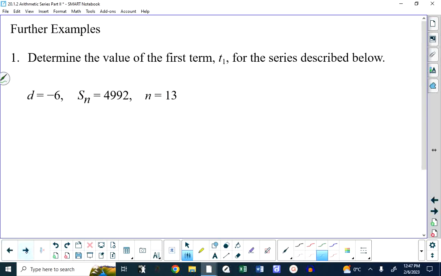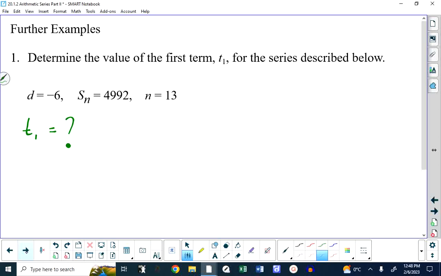Let's take a look at some examples. Determine the value of the first term for this series described below. Ultimately, what this boils down to is a test of your mathematical skills. Because what we have is an itemized list. We have the common difference, we have the sum of a certain number of terms, and the number of terms happens to be 13. And what you are asked to find from that is T1. So what your job becomes right out of the gate is: is there a formula we can use to find T1?